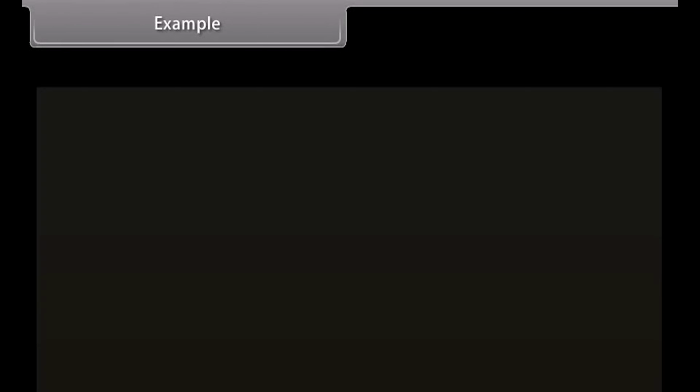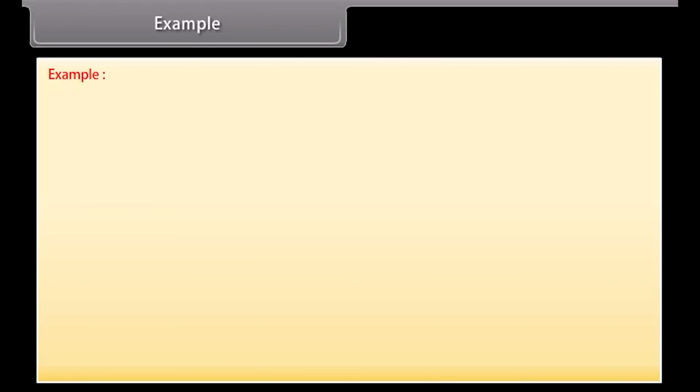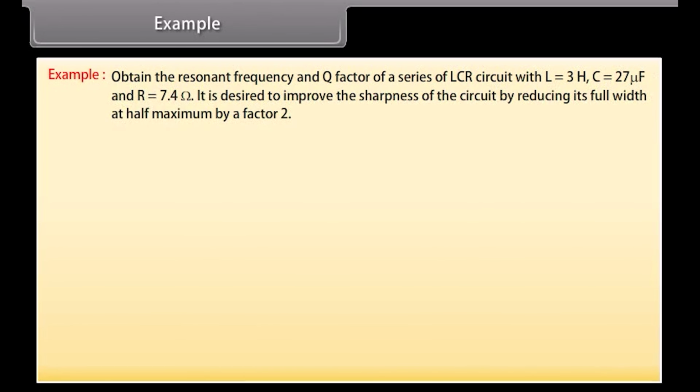Example. Let's take an example of resonance in LCR circuit. Obtain the resonant frequency and Q factor of a series LCR circuit with L equal to 3 henry, C equal to 27 microfarad and R equal to 7.4 ohm. It is desired to improve the sharpness of the circuit by reducing its full width at half maximum by a factor 2.